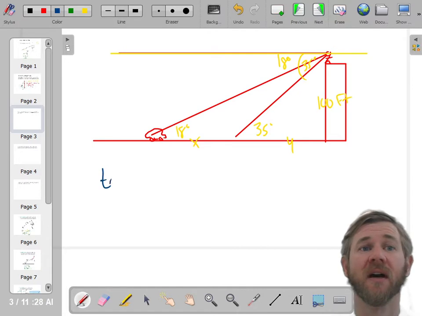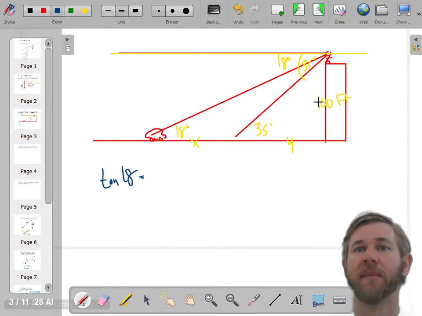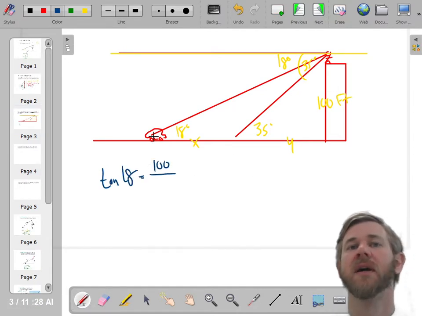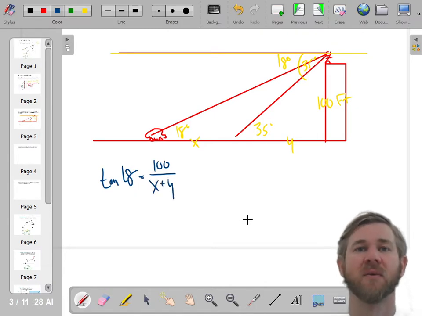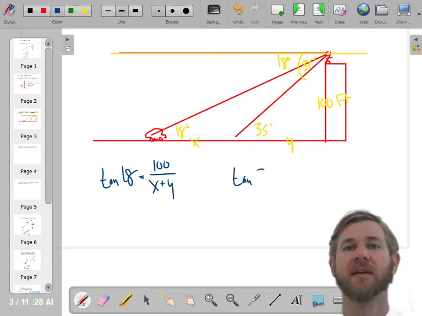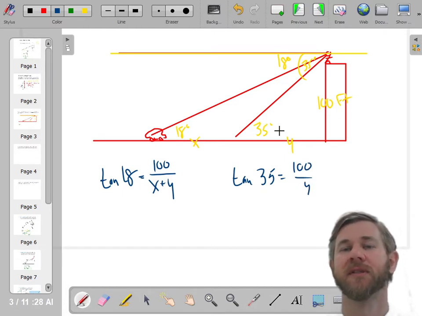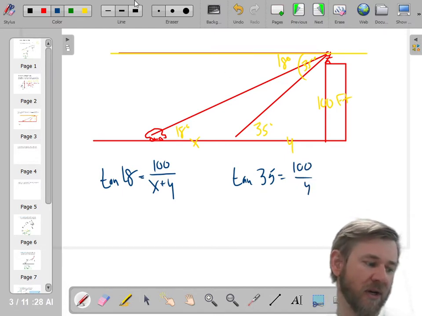The tangent of 18 is opposite, 100, over adjacent. So that's x plus y. Similarly, the tangent of 35 is 100 over y. The tangent of 35, opposite, adjacent. So what can we do here?